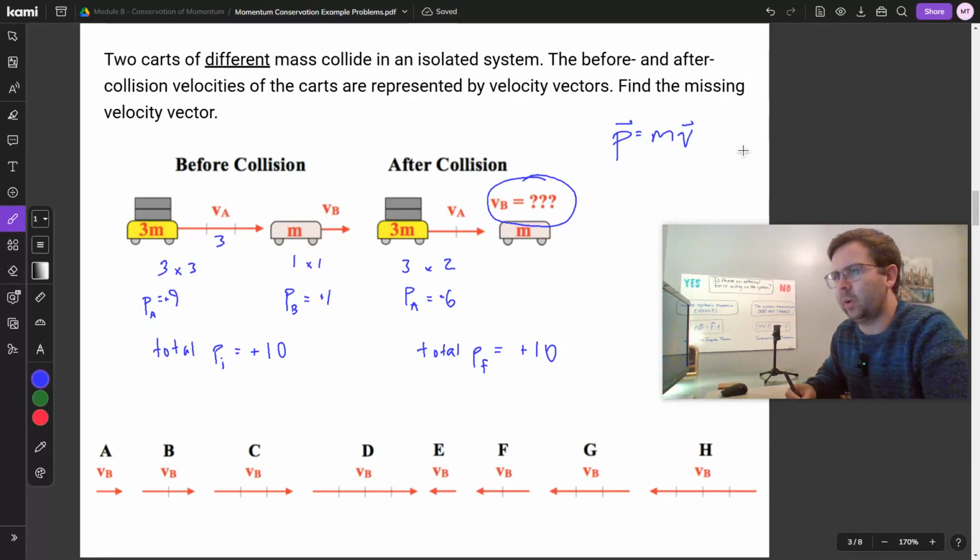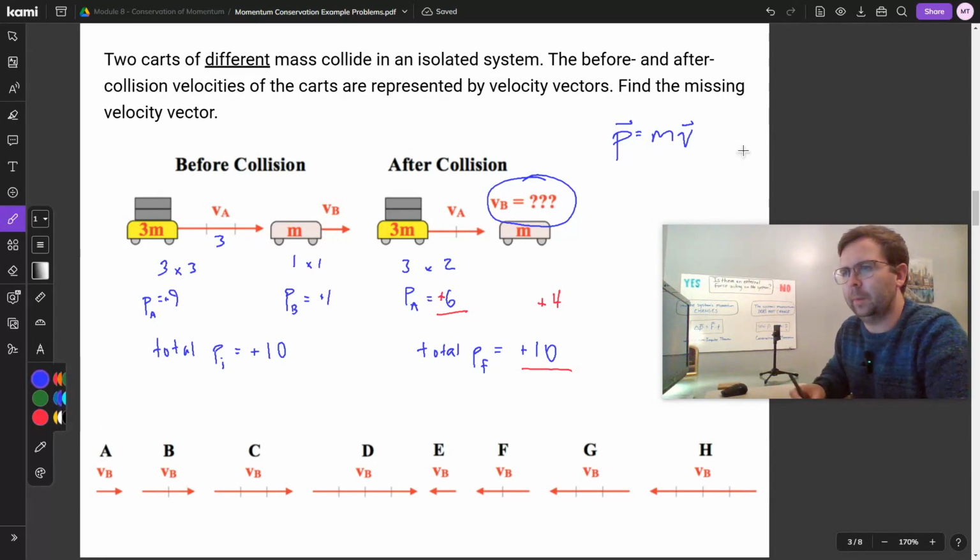We don't know the velocity over here, but we do know that the total momentum should be positive 10. This is a positive 6. I didn't write that very clearly. So we have positive 6 over here already. So this should be a positive 4, so that when we add up 6 and 4, we should get 10. So the momentum over here should be 4.